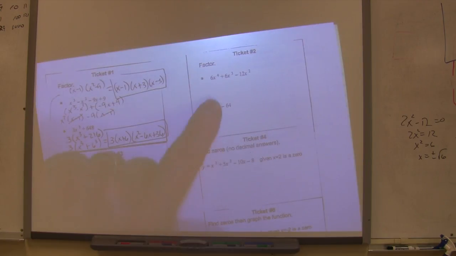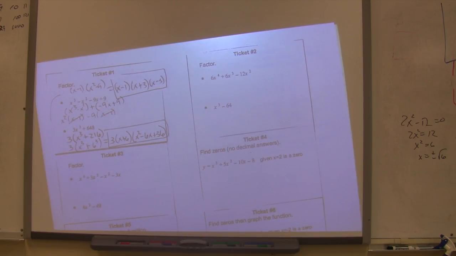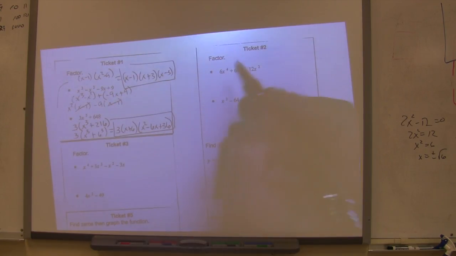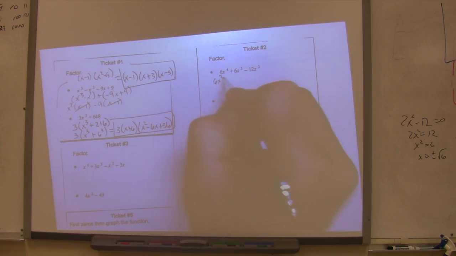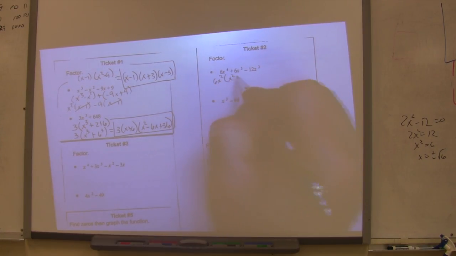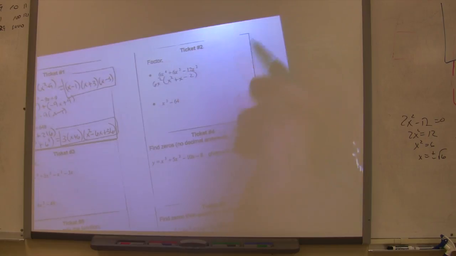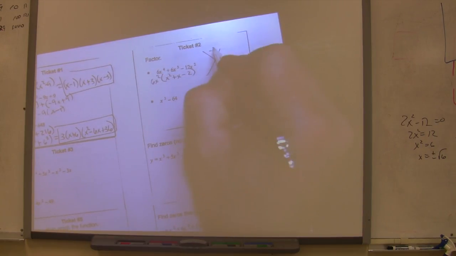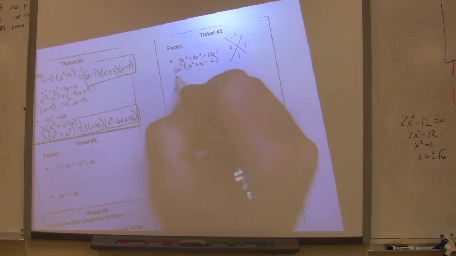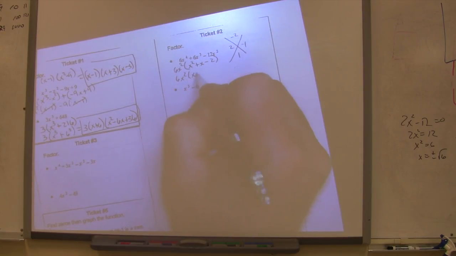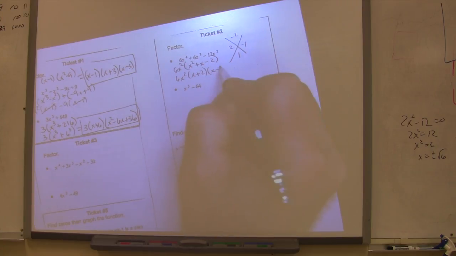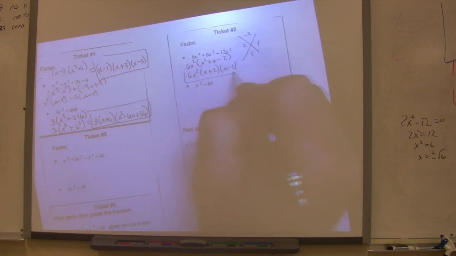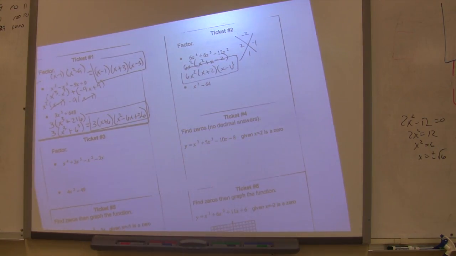If we go over to number 2, again, the first thing we should always check for is greatest common factor. In this case, I can pull a 6x squared out, and then I get x squared plus x minus 2. It's a quadratic, so we should try the x method. We get negative 2 and 1, so that would be 2 and negative 1. So that factors into x plus 2 and x minus 1. And that's our answer there.